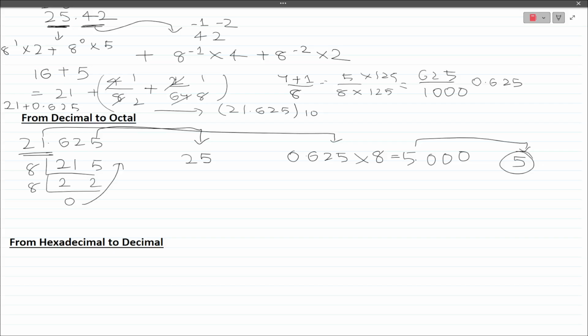So I will be taking the non-decimal part when I am multiplying it with 8. That is 5, which I have already taken. I will simply take that 5 and keep it with 25 after my decimal point. Okay, this is how we need to deal with it whenever the question is convert decimal to octal.